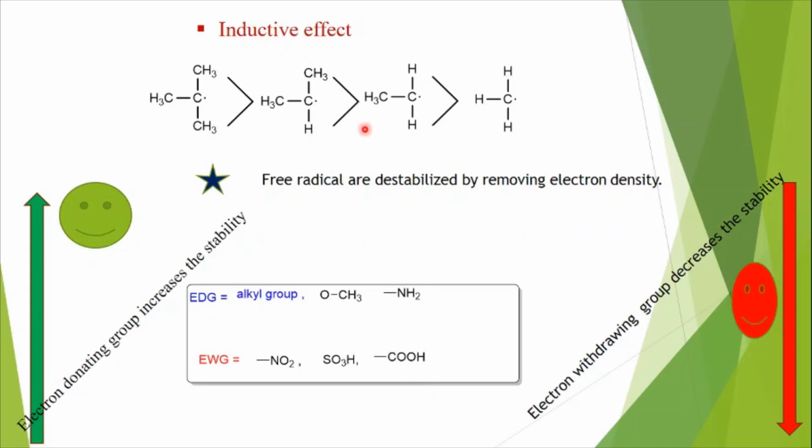It withdraws electron density from this carbon radical, because this carbon radical is already electron deficient. Again this electron withdrawing group removes electron density towards itself. That's why it increases the electron deficiency. In another word, you can say that it destabilizes by removing electron density. So electron withdrawing groups decrease the stability of an alkyl radical.